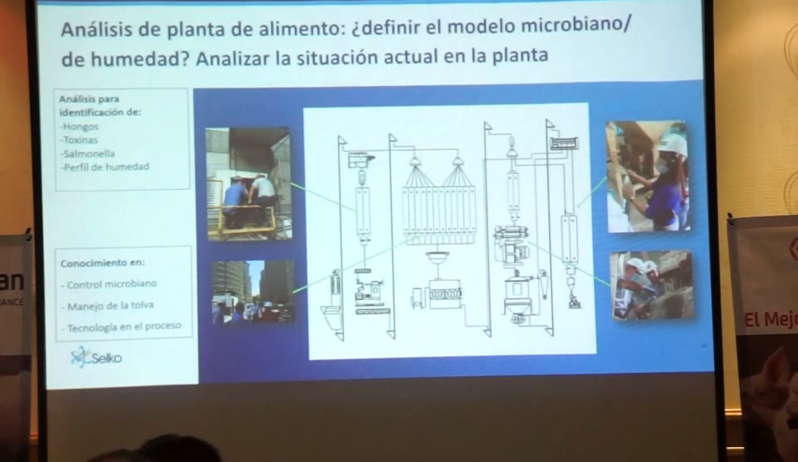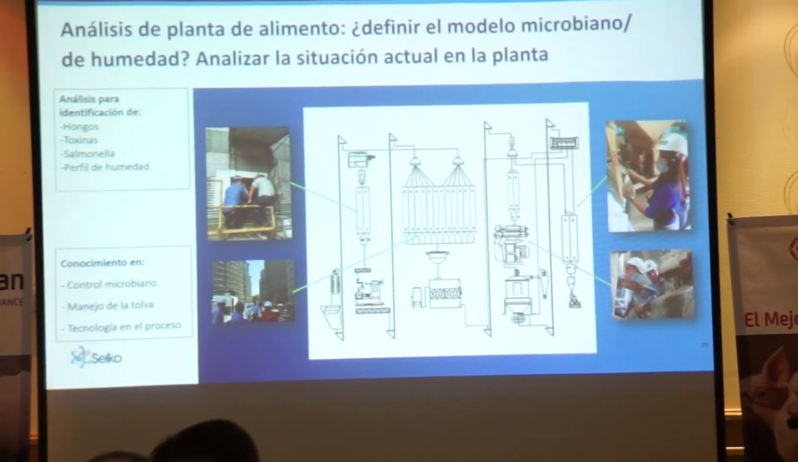So if you take a look at this, we perform what we call a feed safety scan. So we go to the feed mill and analyze all of the critical control points in that feed mill by taking swabs or taking samples to be able to analyze yeast and molds and mycotoxins and enterobacteria, and also moisture level of the feed. Because we like to analyze the risks coming from the feed mill to be able to implement that and see the effect in the animals in your production.